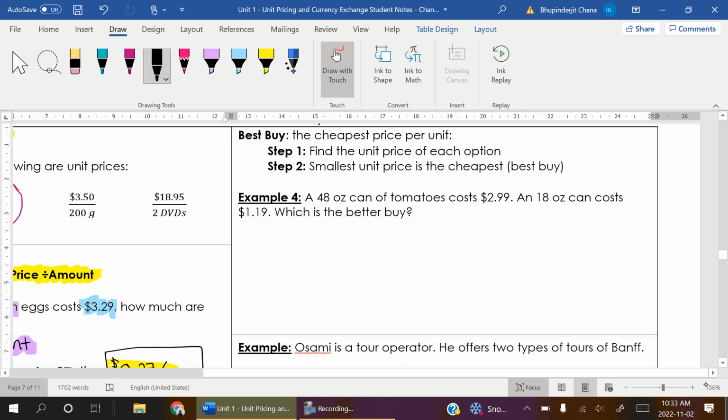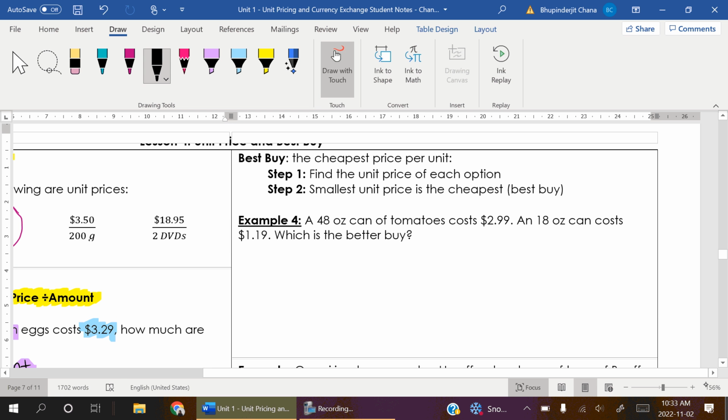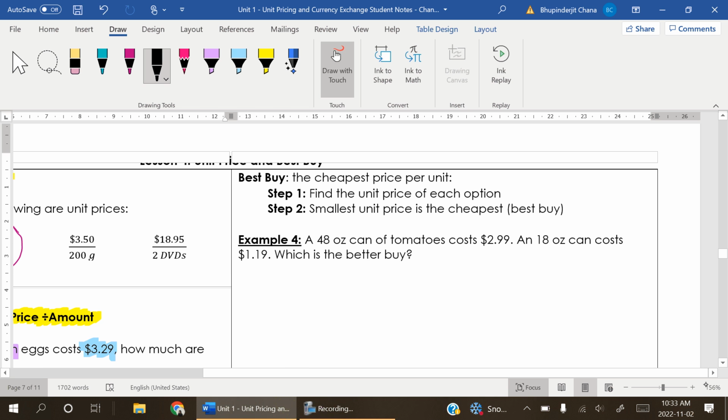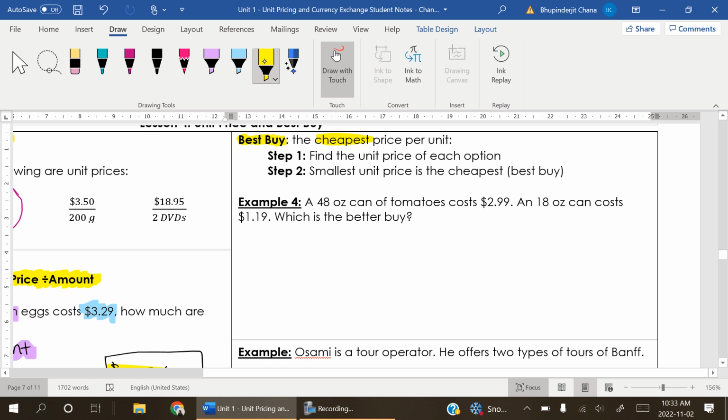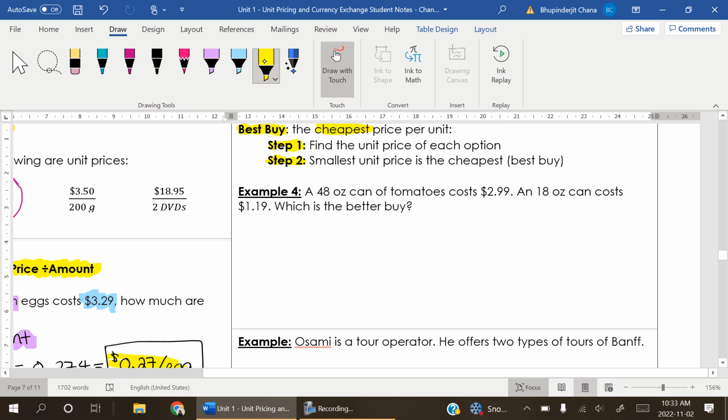Now, a lot of times, and even in real life, you want to buy things so that you get the best deal. And sometimes different stores will have different pricing for those items. So we want to check what's the best buy at each store or for each product. The best buy is the cheapest price per unit. Step 1, you're going to find the unit price of each option. And step 2, you're going to take the smallest or the cheapest, which is the best buy.